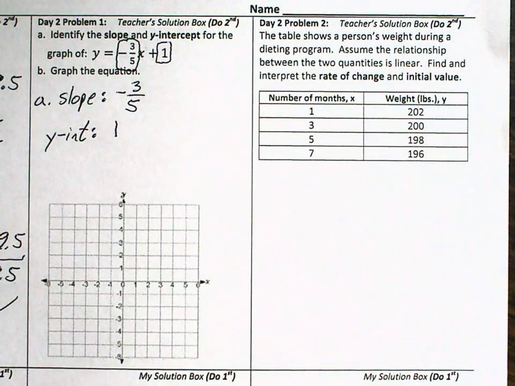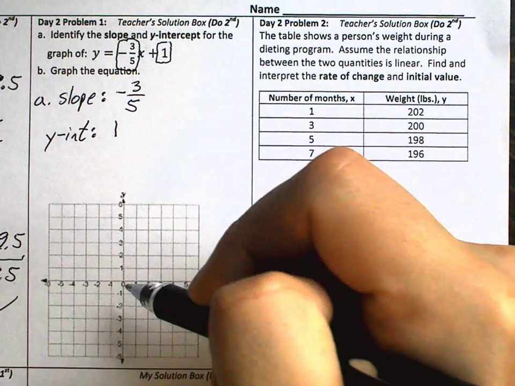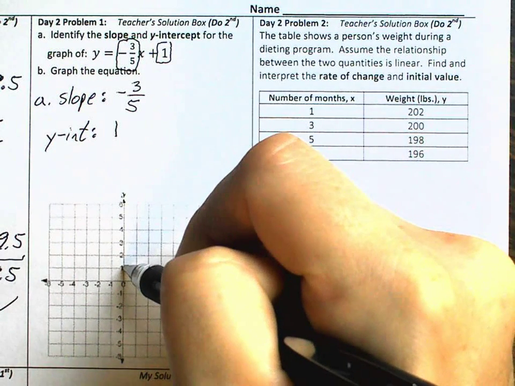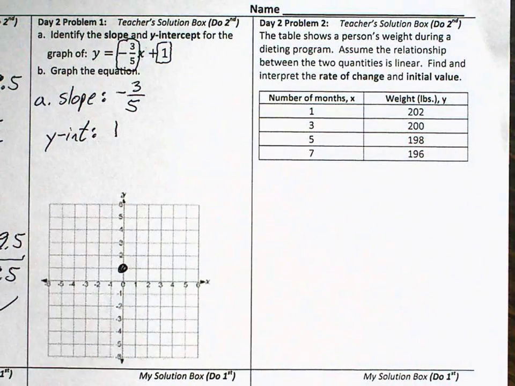So here's the slope of our diagonal line and its y-intercept. And we can do part B, graph the equation. Let's start with the y-intercept. The y-intercept is at 1 on the y-axis. So go right there and put a dot. There's the y-intercept.